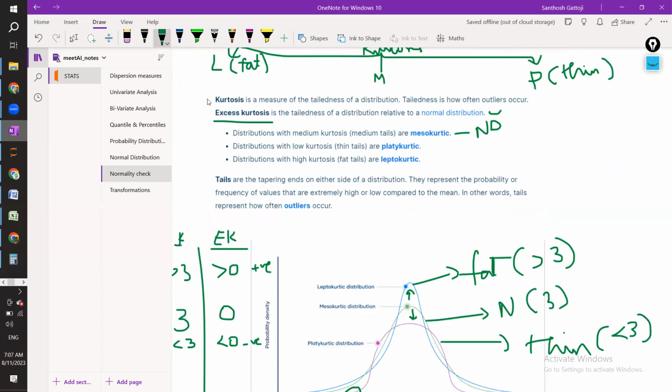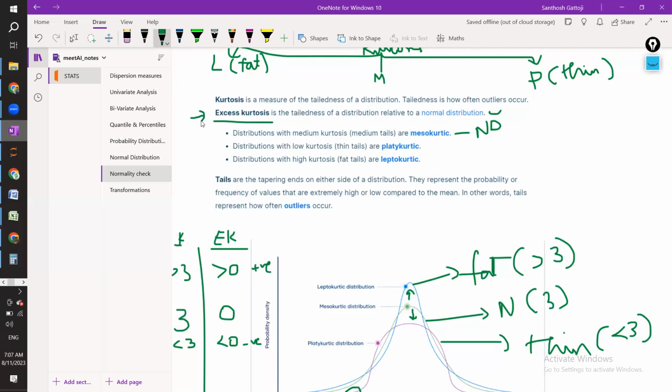People will call excess kurtosis just kurtosis. Most of the time we are only concerned with excess kurtosis, because we don't care much about the actual kurtosis. What we want is the kurtosis with respect to the normal distribution, so that I can understand whether I can assume my distribution is a normal distribution or not. That's why it's called excess kurtosis.